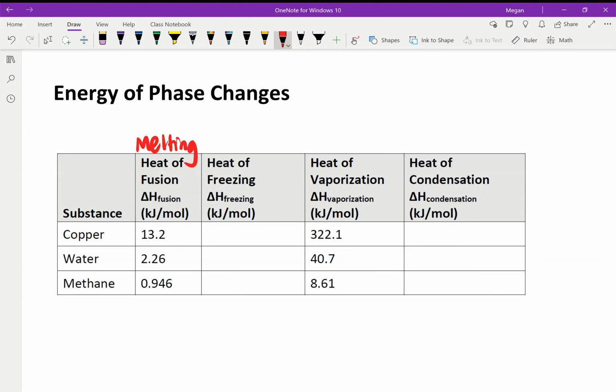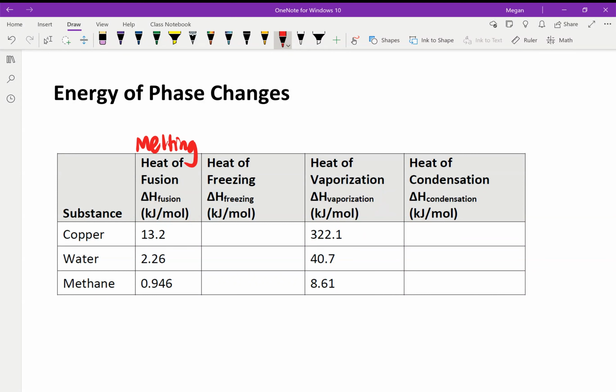So what that really means is for every 1 mole of copper, we're going to need 13.2 kilojoules. 1 mole of copper equals 13.2 kilojoules. So we take our start, 56 grams of copper, and we're going to convert this over to kilojoules. But my delta H value has the unit of mole in it, so I need to first convert my grams of copper into moles of copper.